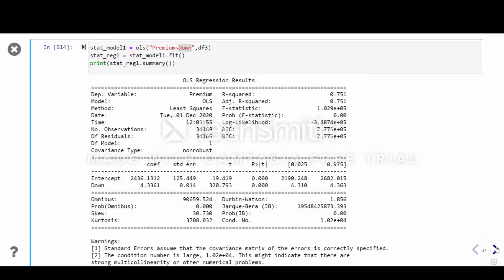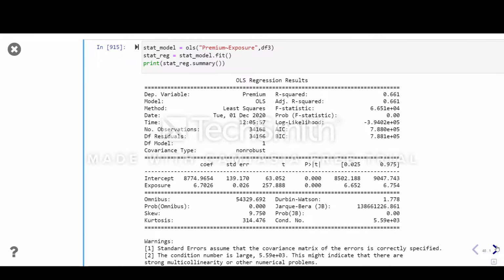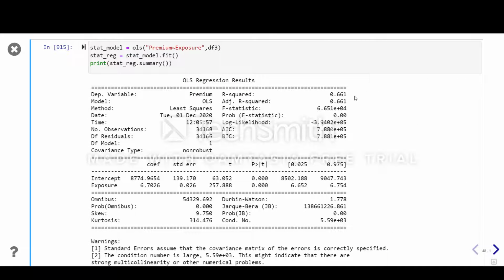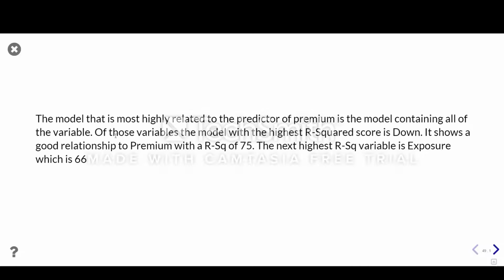And then our down was our highest individual variable at 75 as well, 0.751. And I did exposure, that was the second highest at 0.66. And then the model that was most highly related to the predictor, obviously, was the one containing all of the variables. Of those, the highest R squared score was down, as we mentioned earlier.